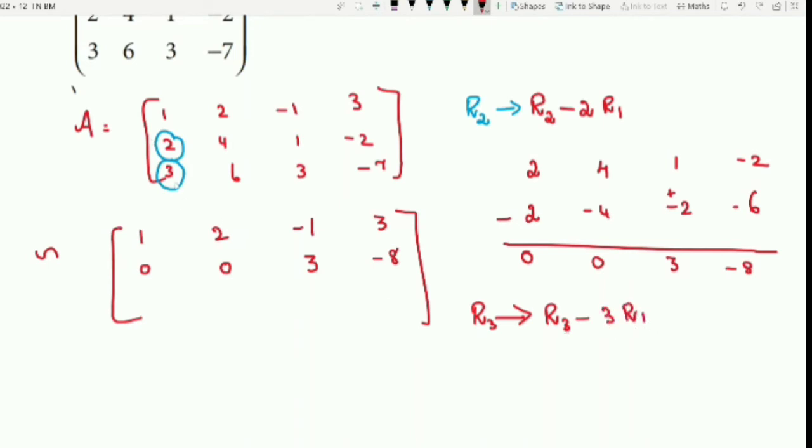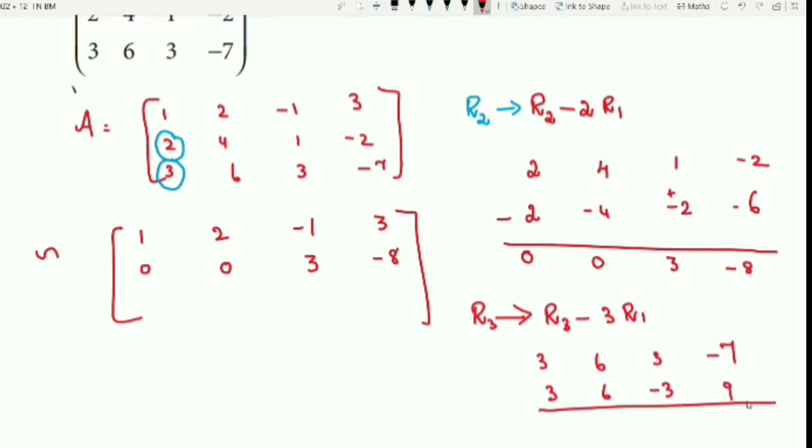So write R3 now. I am going to write R3 here. 3, 6, 3, minus 7. I am going to multiply R1 by 3. So 3, multiplying R1 by 3. 3, 6, minus 3, 9.